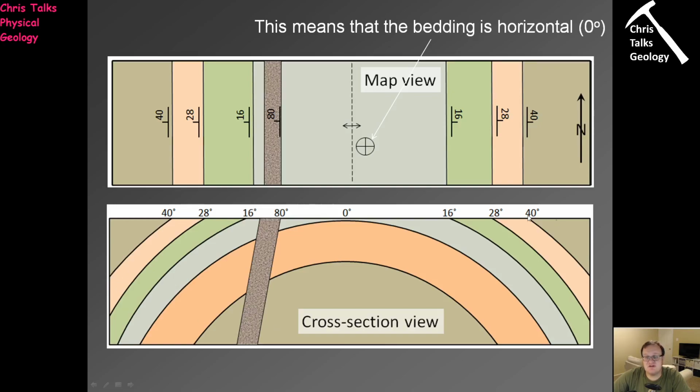And so this is a very nice example of a realistic fold. Okay, so don't forget, the dips will not always be the same on the limb. And obviously when you're at the approximate position of the axis, in some instances the bedding will be horizontal.